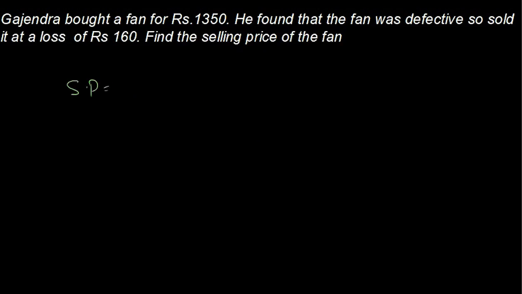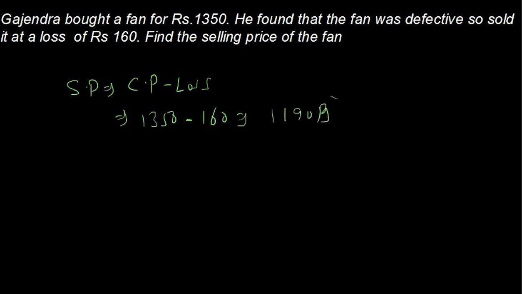Again, the same thing is there. Selling price is going to be cost price minus loss. Cost price is going to be 1350. Loss is going to be 160. So let's subtract it. 1350 minus 160 is going to be what? 1190 rupees. So that is going to be your selling price after getting a loss of 160 rupees.